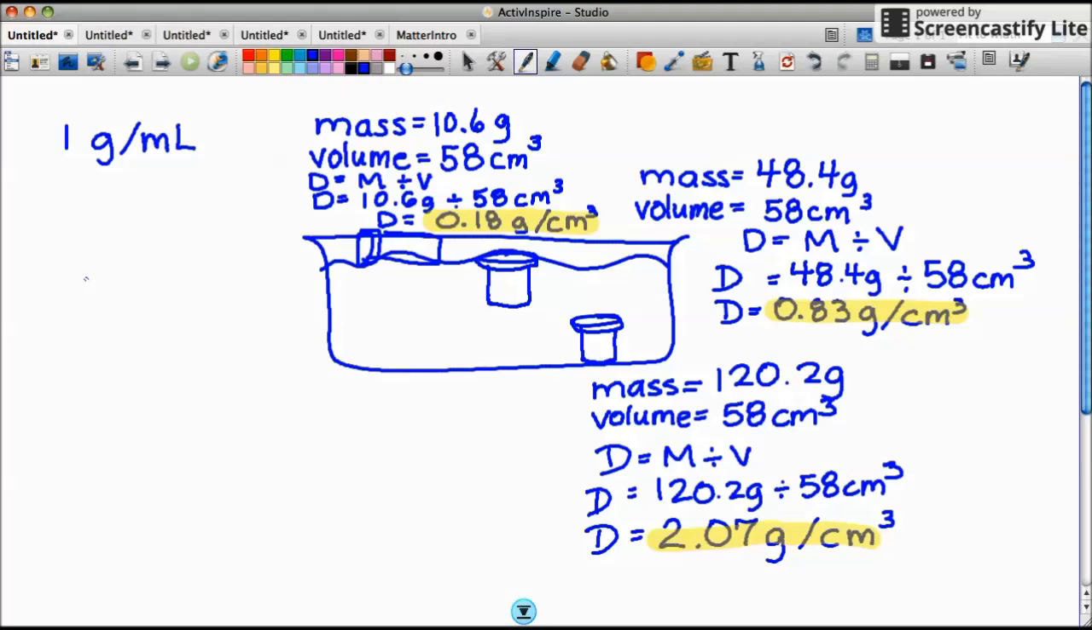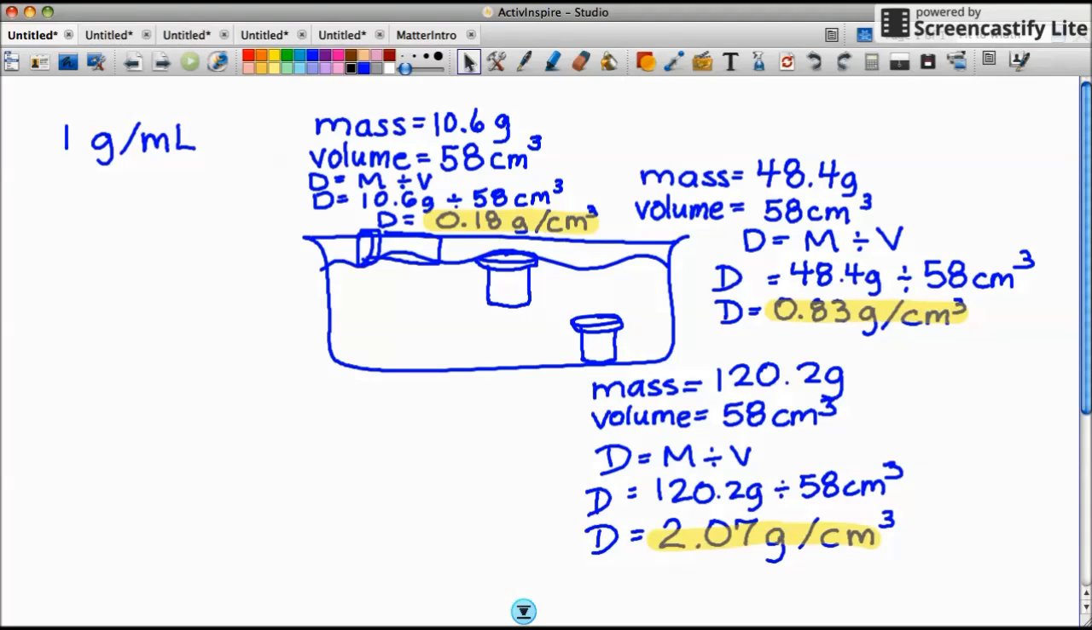Now, I want you to look at this one for a second. That number is less than 1, but it's real close. It's really close to 1, isn't it? That's why it didn't float on top. Yeah, it floated, but it didn't float on the very top. One of the reasons is it's really close to water's density. It's almost the same.